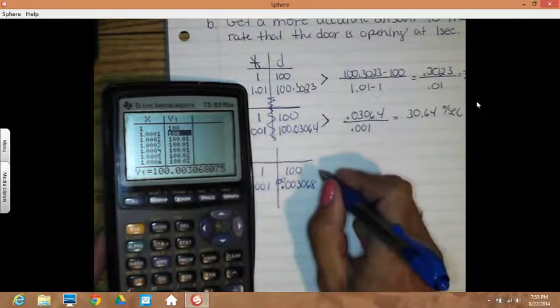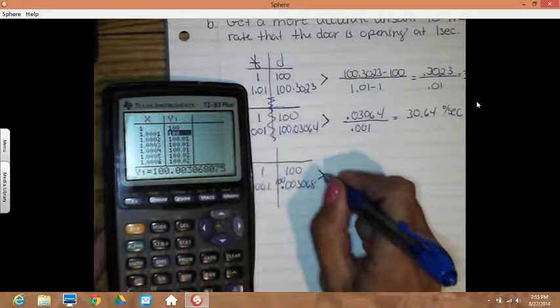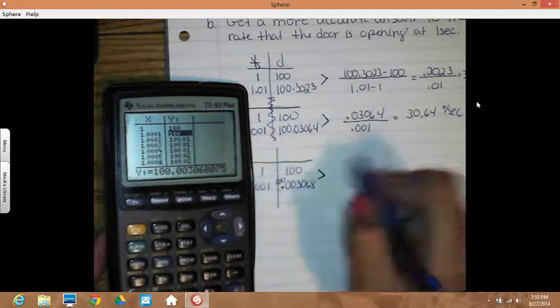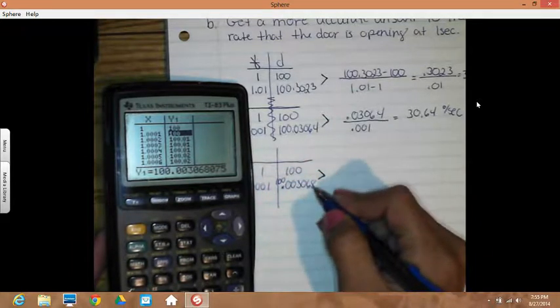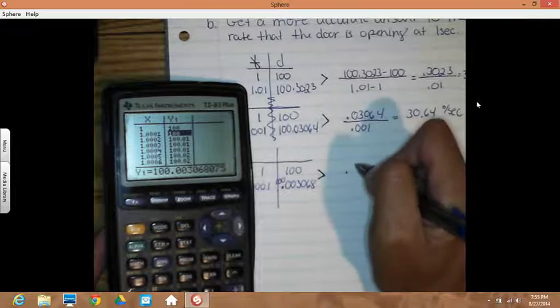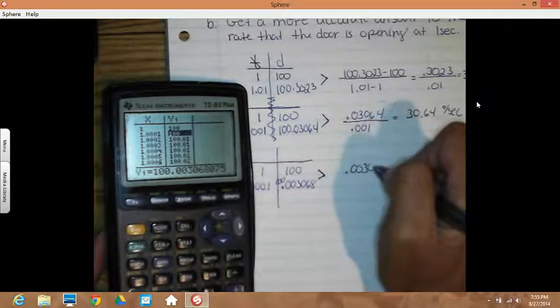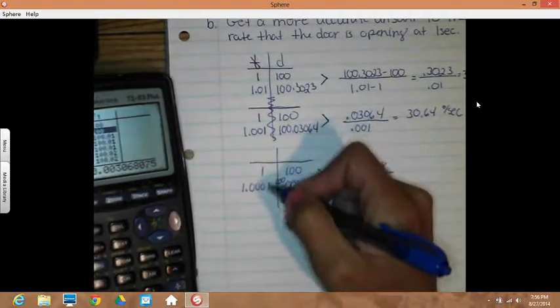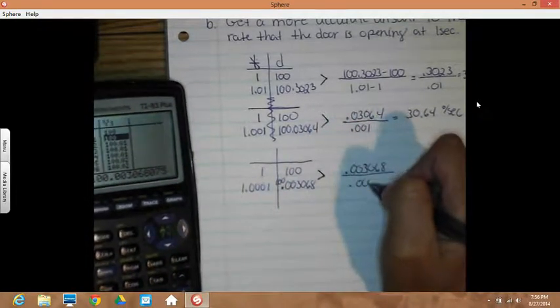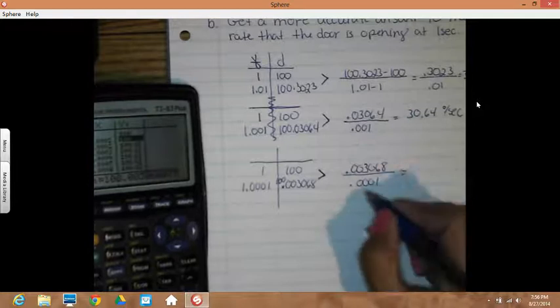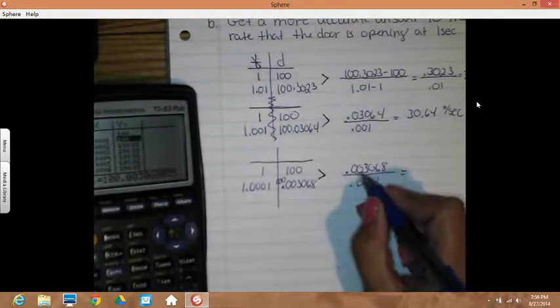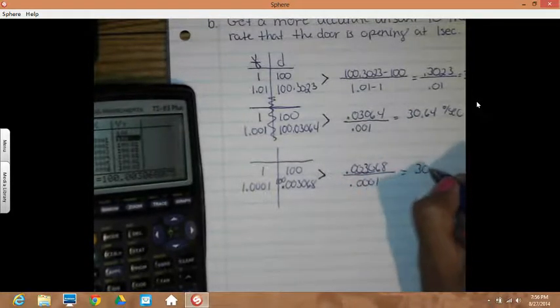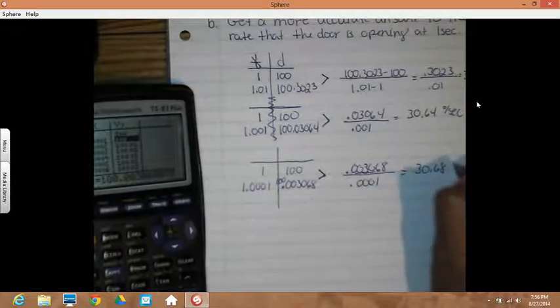So I want the change in degrees over the change in time. So when I subtract this one minus this one, 0.03068, subtract my time values, 0.0001, kick the decimal over 4 places, and we get 30.68 degrees per second.